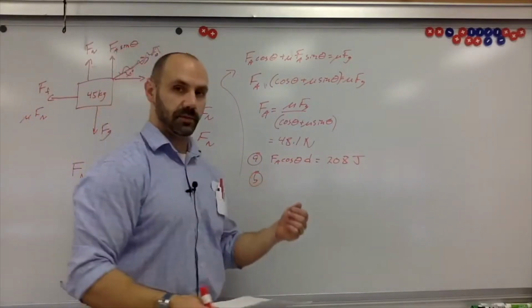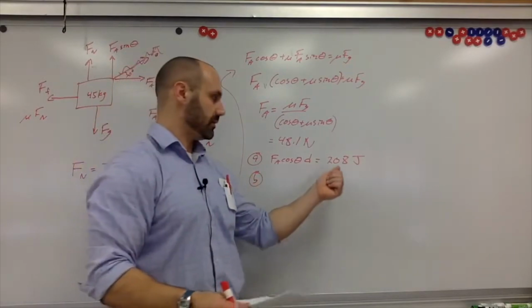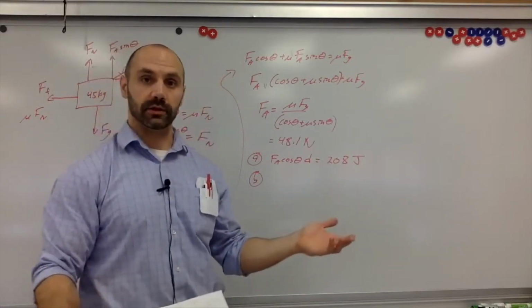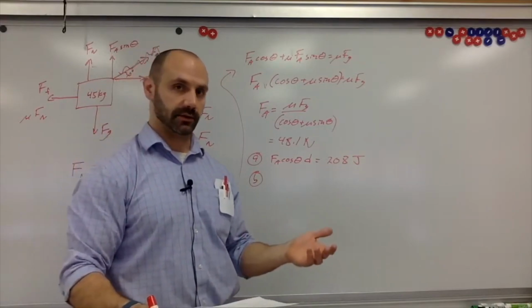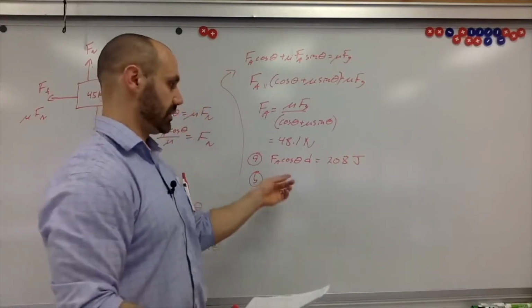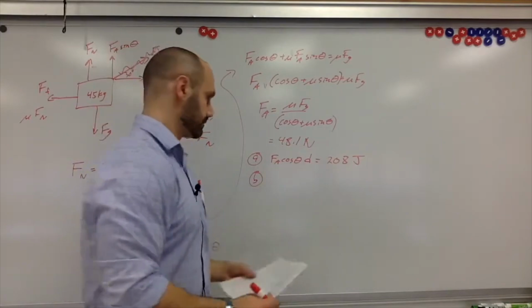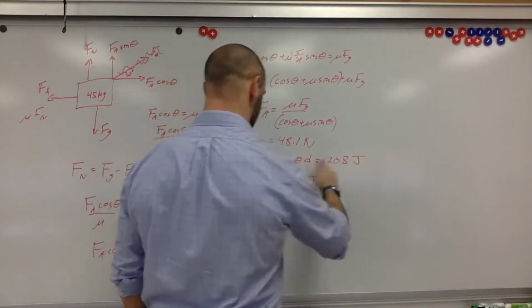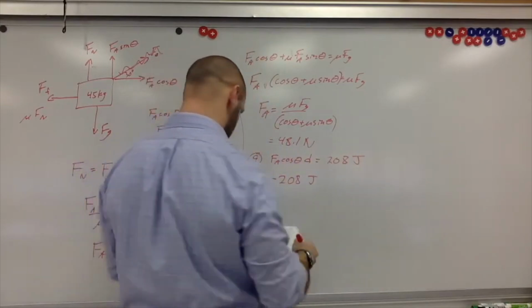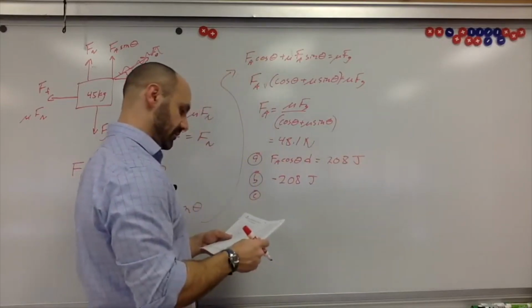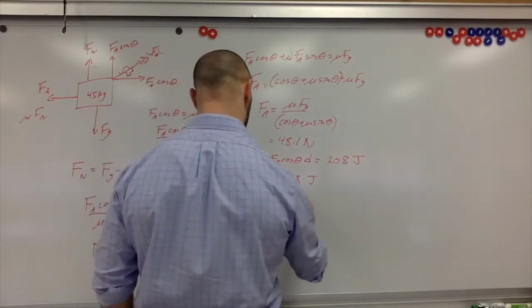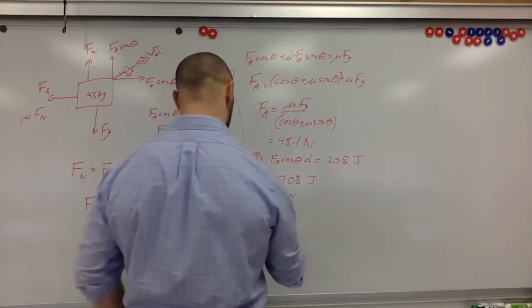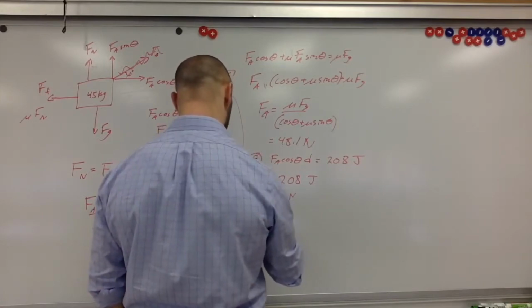B asks how much work does friction do? Notice that he's pulling at a constant velocity. So even with all this work, he hasn't increased the energy at all. It's still going at the same speed. There's been no change in the kinetic energy. And so that means that friction has done the same amount of work, negative 208 joules, the same magnitude of work. C says, what is the net force on the sled? 0 newtons. What about D, the net work done? 0 joules.